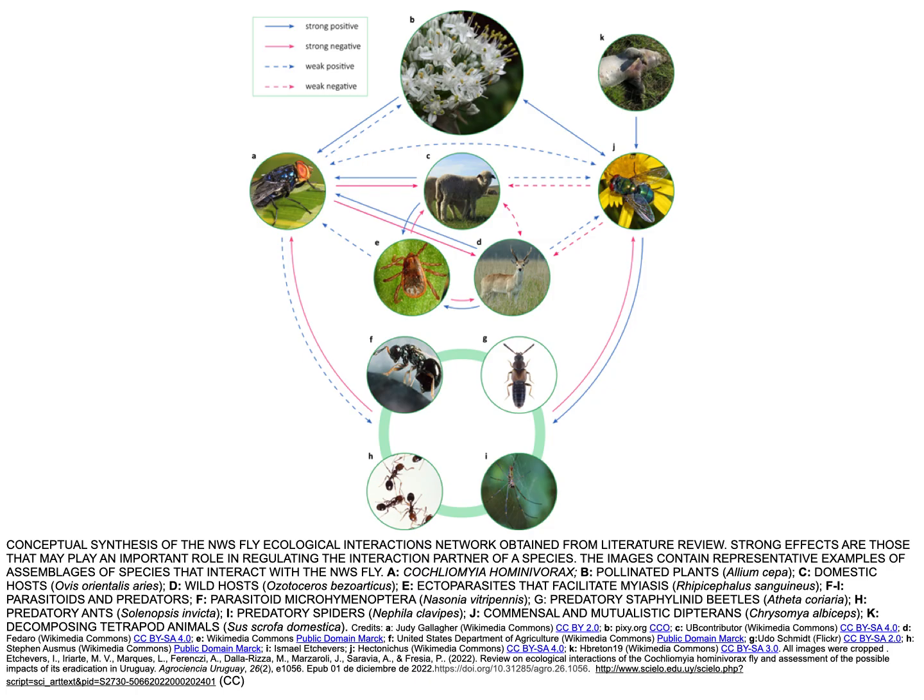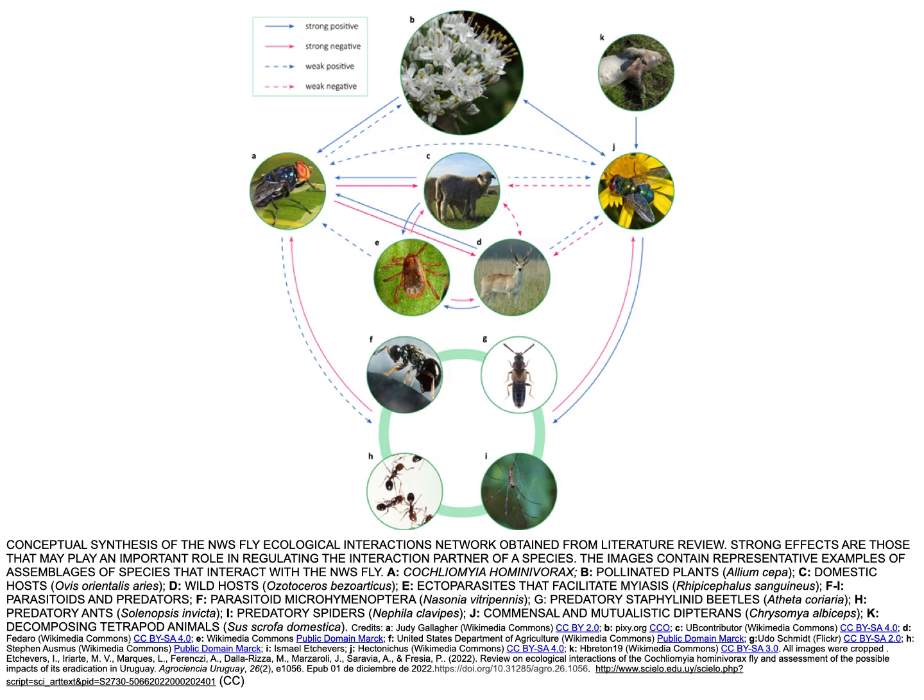Conceptual synthesis of the NWS fly ecological interactions network obtained from the literature review. Strong effects are those that may play an important role in regulating the interaction partner of a species. The images contain representative examples of assemblages of species that interact with the NWS fly. A. Cochliomyia omnivorax. B. Pollinated plants. C. Domestic hosts. D. Wild hosts.